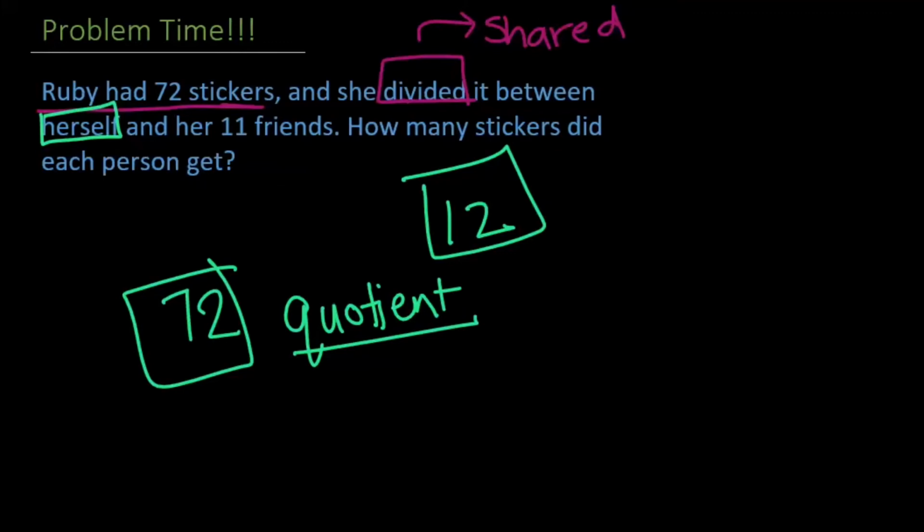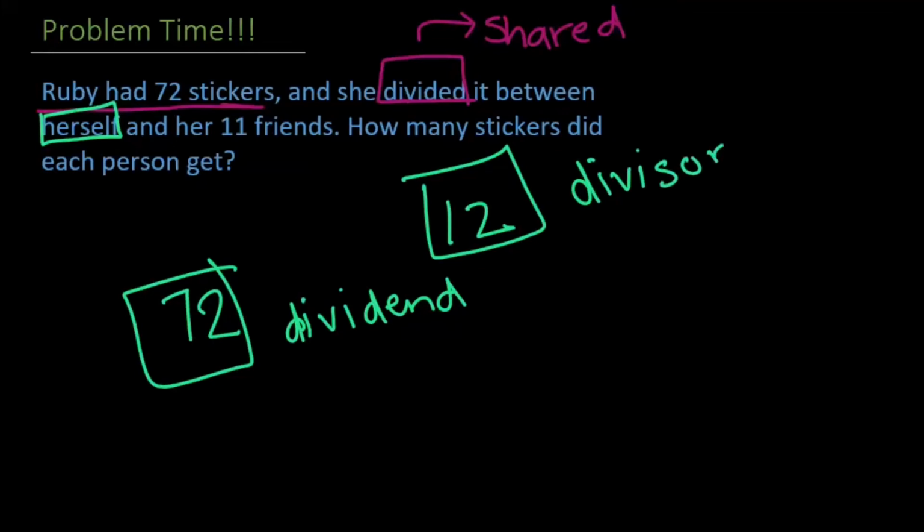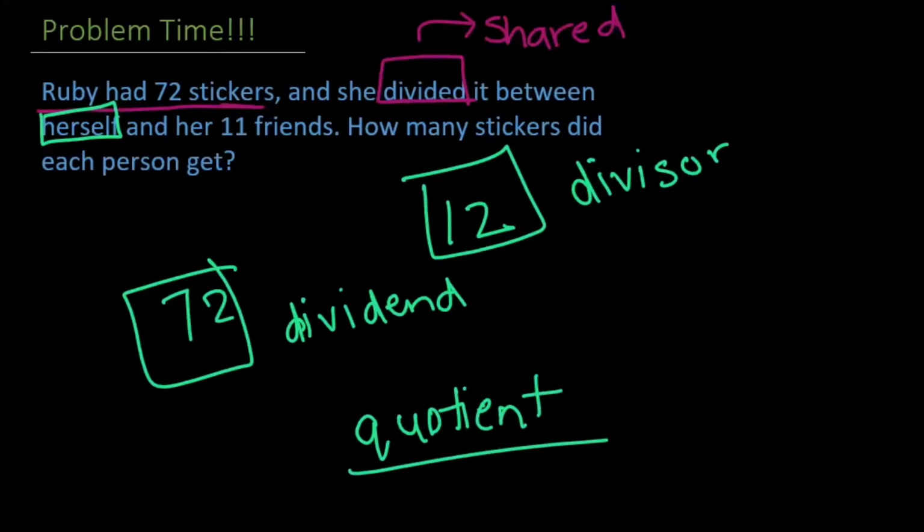I'm hoping I spelled that right, quotient. And 12 is our, no, it's not our quotient, sorry. 72 is our dividend. 12 is our divisor. And the answer we get when we divide 72 by 12 is the quotient. I really hope I spelled that right. Quotient. The question mark is equal to the quotient.